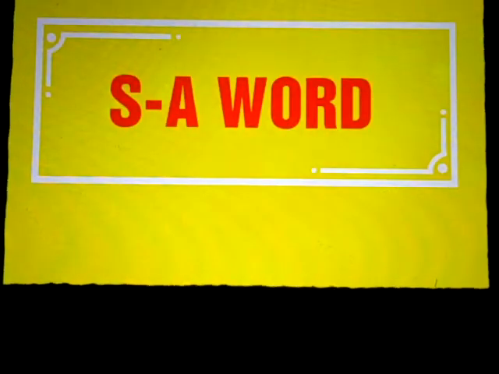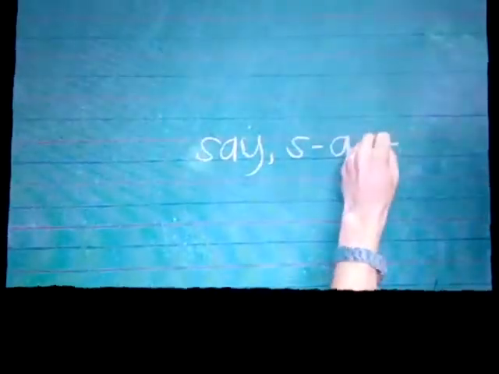With the strokes for S and A, you can form the shorthand outline for the word say. The word say is represented by letter S and letter A. So the strokes for this are the shorthand S and letter A.